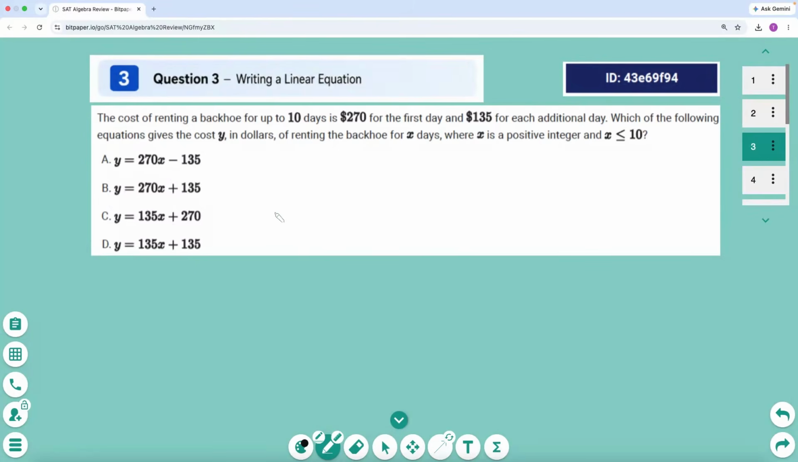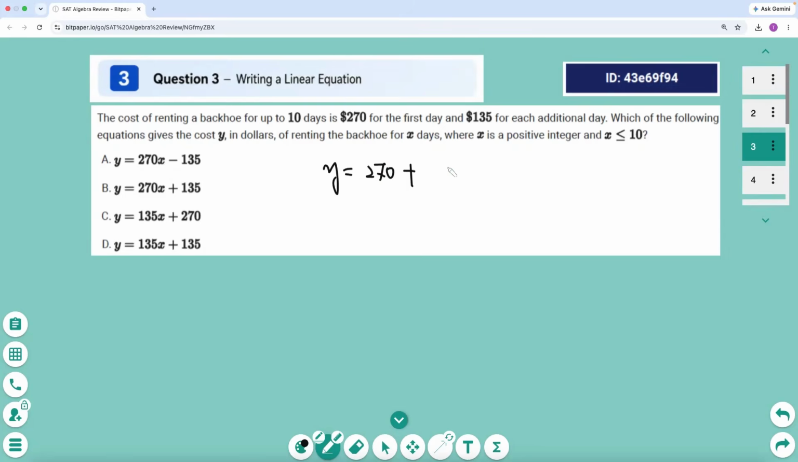Question number 3. The cost of renting a backhoe for up to 10 days is $270 for the first day and $135 for each additional day. Which equation gives the total cost y for x days? Let's set up the equation for total cost y. The base fee for the first day is $270.